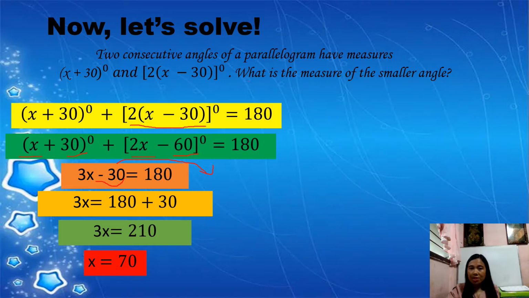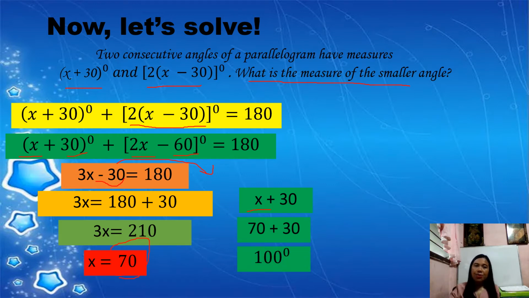Now the question is, what is the measure of the smaller angle? However, with x plus 30 and 2x minus 30 as the given, we do not know which is the smaller. So we have to start with the first given, x plus 30, to know its actual measurement. We substitute the solved value for x, which is 70, in x plus 30. So we will have 70 plus 30, and that is 100.